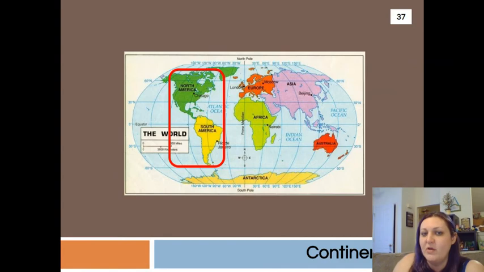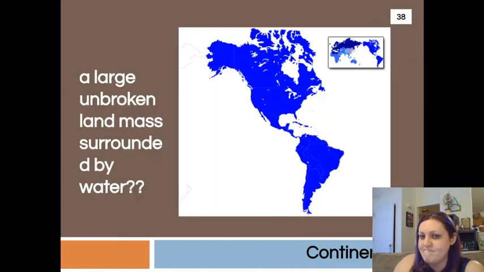Now I want to take a look at North and South America where we live. Okay? Two separate continents, right? Or not. If you look at this blue picture of North and South America, do you see a break where it separates north from south? So again, I propose to you this question. Should North and South America be separate continents? Why or why not?